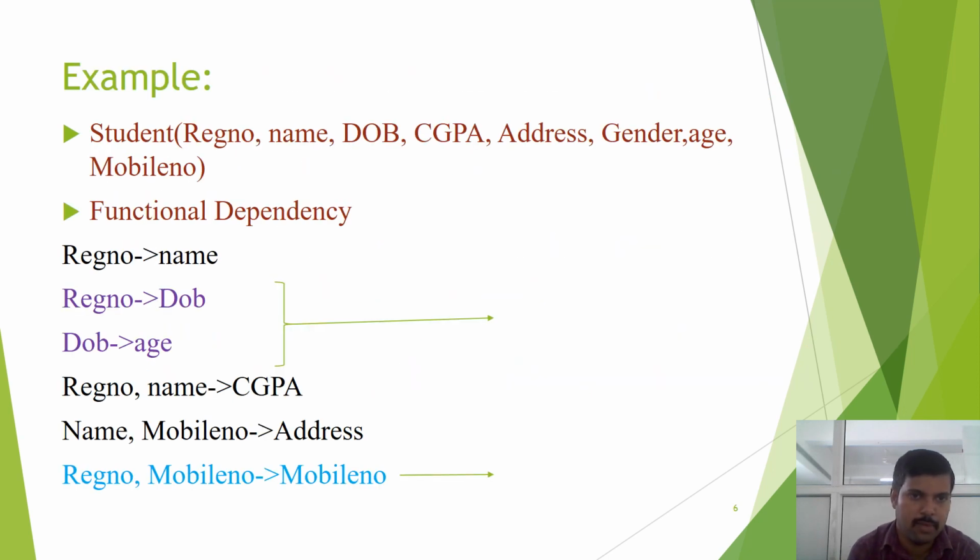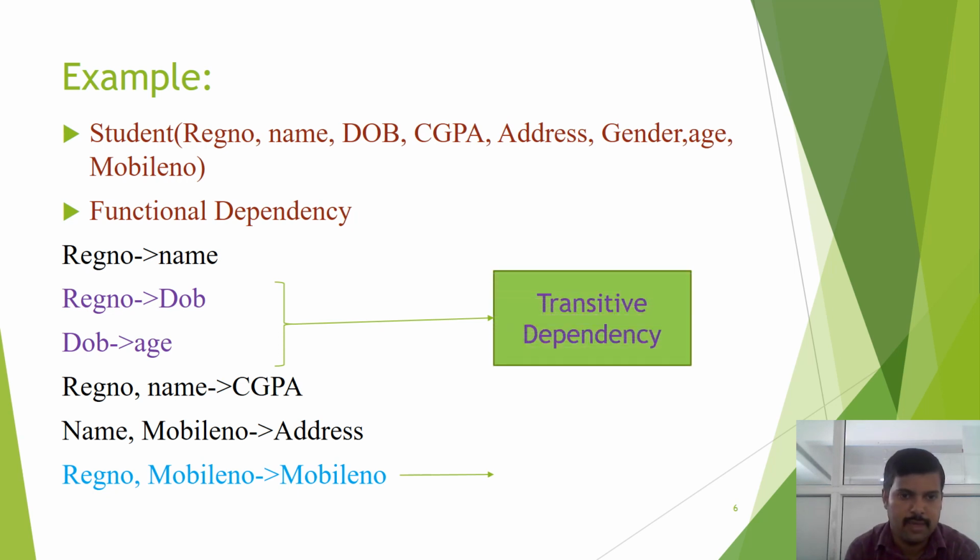Consider the same example of the student relation with the functional dependencies. Here, consider the second and third functional dependencies, that is, register number determines date of birth and date of birth determines age. From these two, we can determine the age directly from the register number. That is, register number can determine age. So this is an example of transitive dependency.